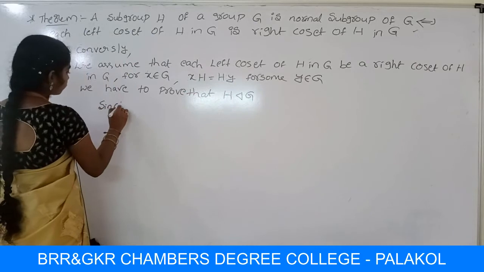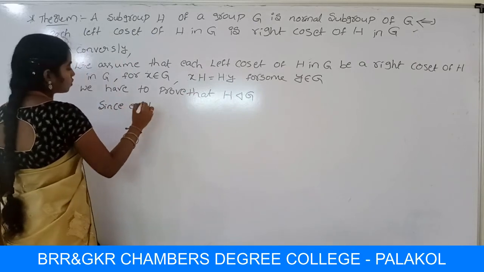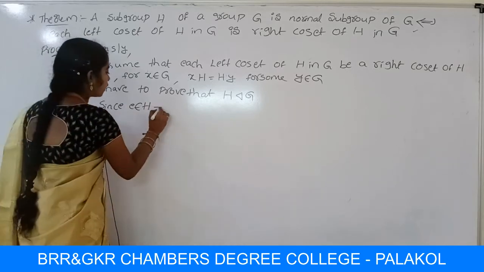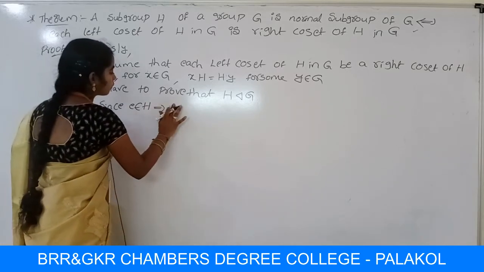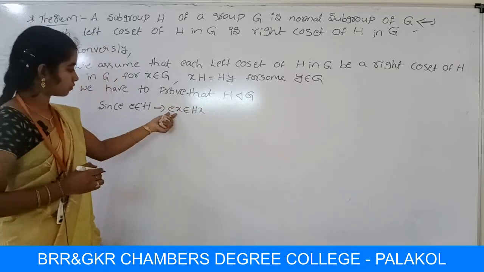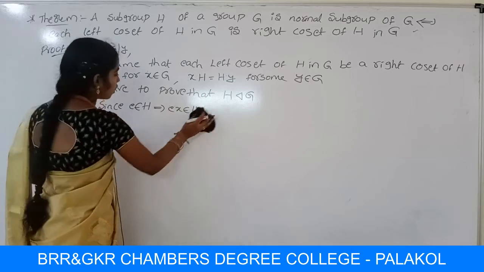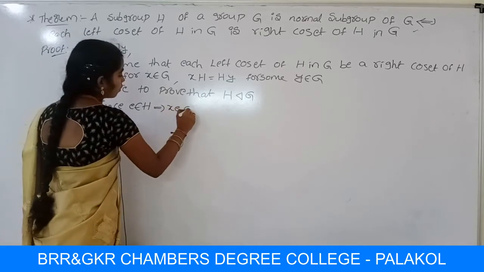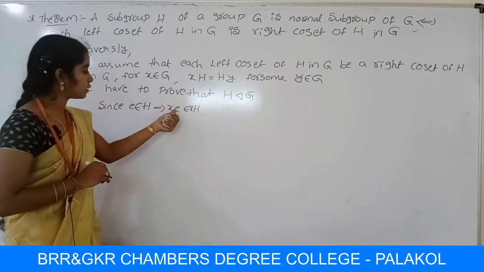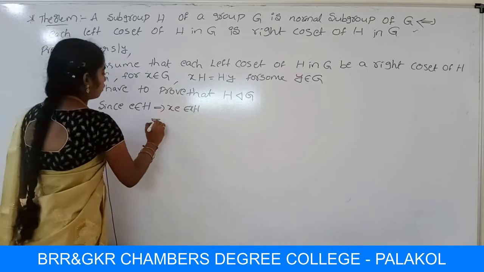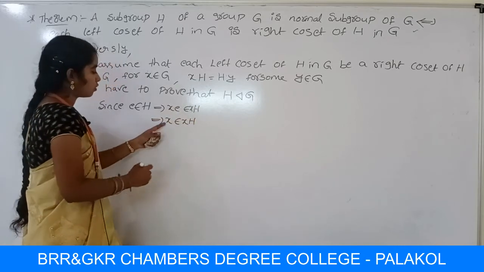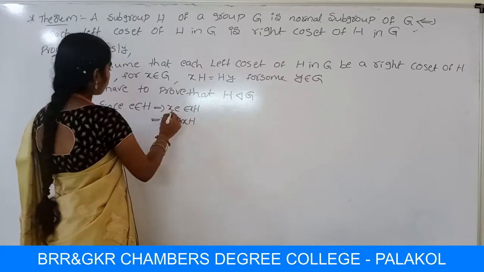Since E belongs to H, H is a subgroup of Z. So E belongs to H. So multiply on both sides by X. So EX belongs to HX, or XE belongs to XH. Already you know that XE can be written as X. So X belongs to XH.